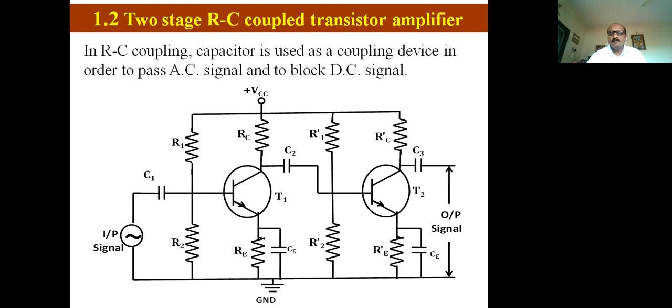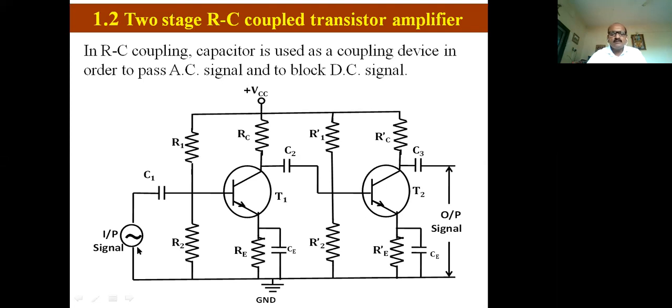How simple it is. Here the coupling device is a capacitor, and these are the collector resistances. These are the voltage divider resistances for this transistor. This is the amplifier circuit. We can remember that. What is an amplifier? An amplifier is an electronic circuit made using a transistor that raises the strength of a weak input signal.